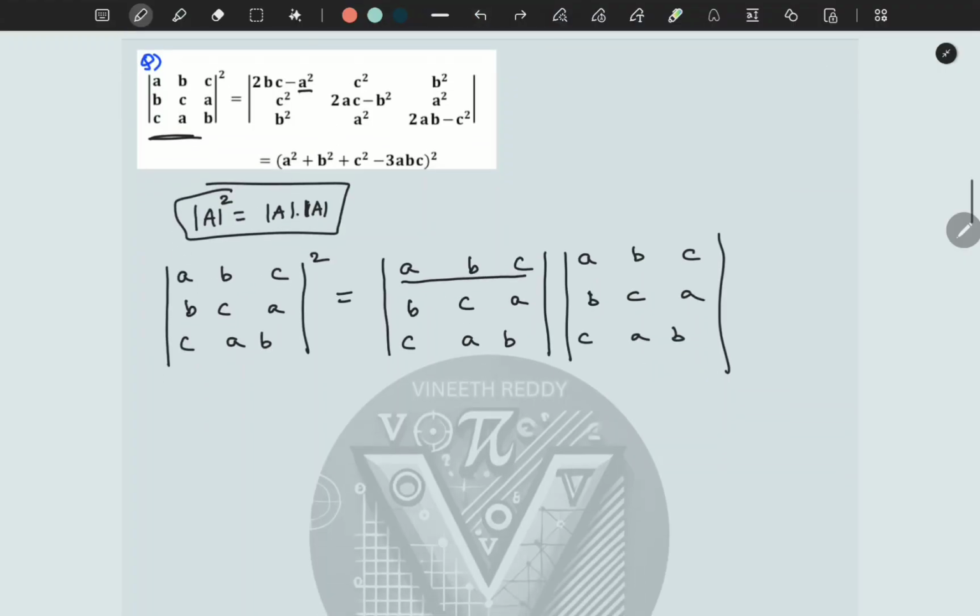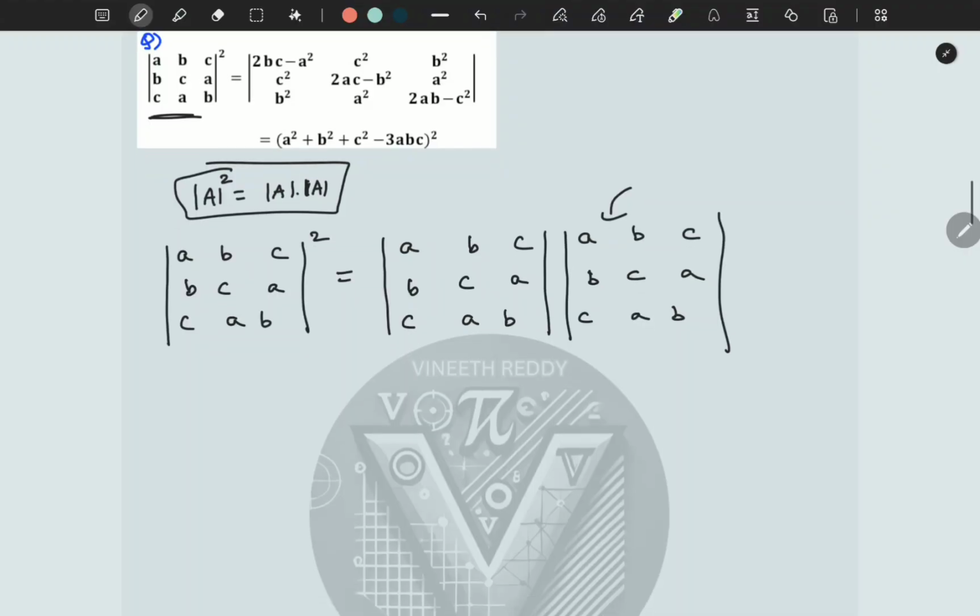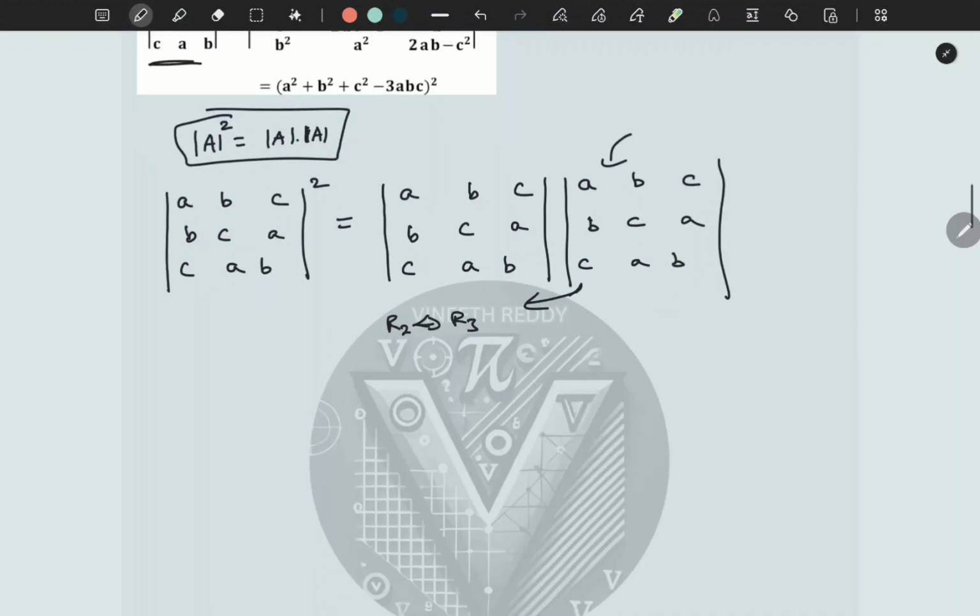That means somehow or the other we need a negative sign in the first row, right? And how do I get a negative sign? When we interchange two rows or two columns. So we'll do one thing. Let us just try interchanging row 2 and row 3 in this particular determinant. If I do that, what will I get? Determinant of A, B, C, B, C, A, C, A, B.